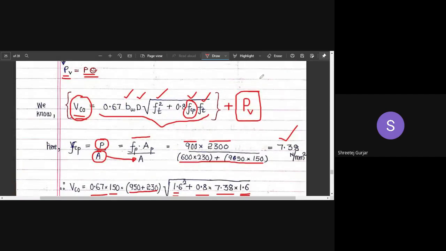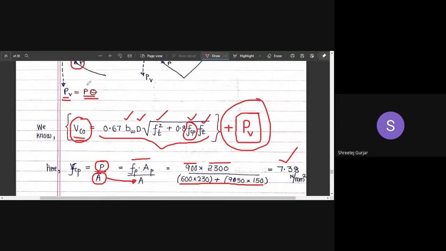I have told you we need to add PV. We need to add PV to this VCO. We have not considered PV up till now. What is PV equal to? PV is equal to P theta. We know the value of P, so the P value is known to us. Theta value is unknown.